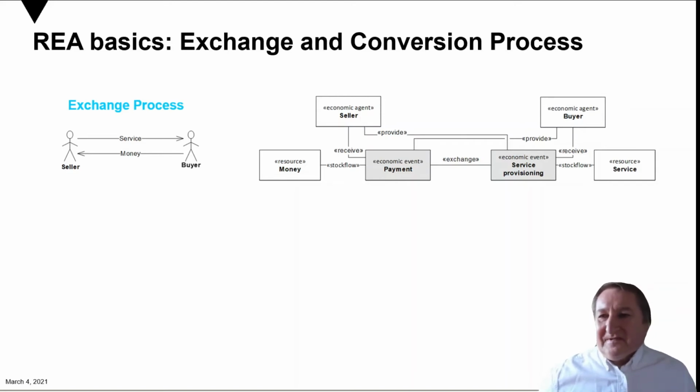The exchange process, where a buyer and seller can exchange something of value. So buyer and seller are called economic agents. The things they are exchanging are called economic resources, and the actual transactions, when that economic resource changes ownership or possession from one agent to another, it's called economic event. And here is the data model.